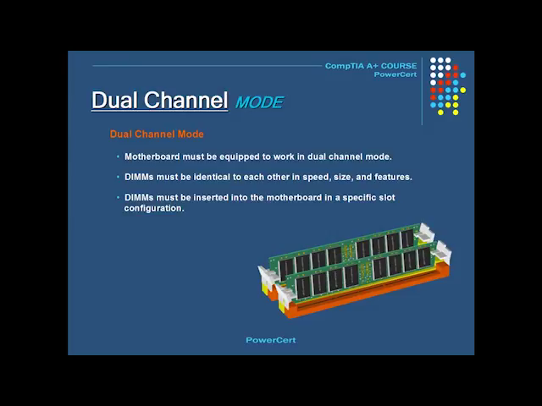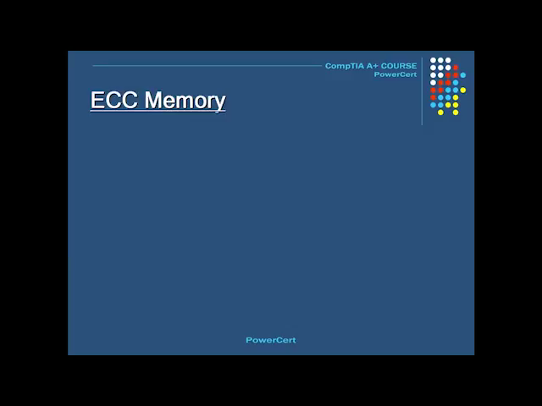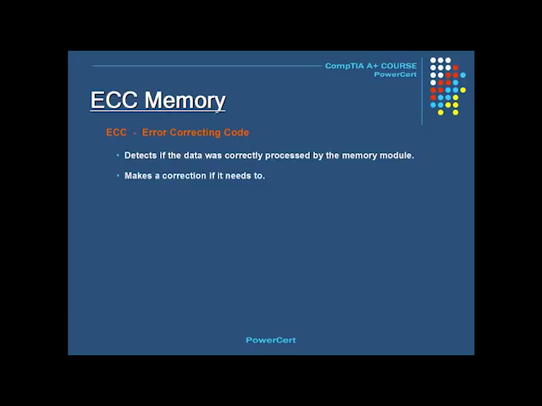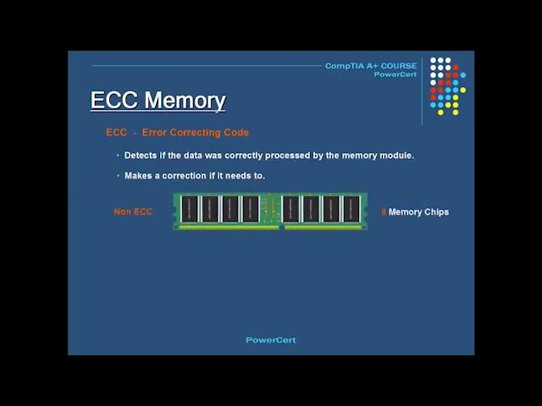Some RAM modules have ECC, which stands for Error Correcting Code. What this does is that it detects if the data was correctly processed by the memory module, and makes a correction if it needs to. You can tell if a RAM module has ECC by counting the number of memory chips on the module. In a standard non-ECC DIMM, it will have 8 memory chips, but in an ECC module, it will have 9 memory chips.